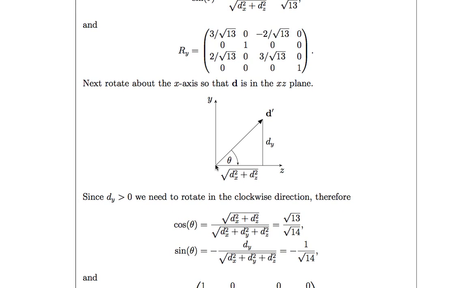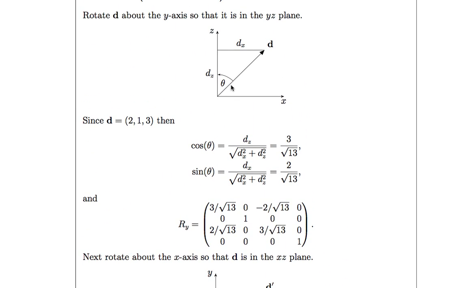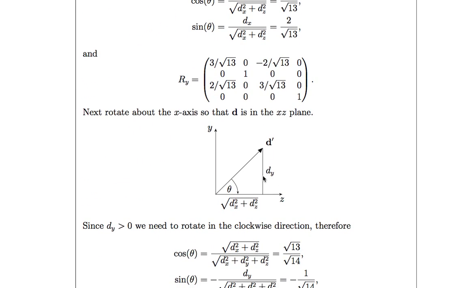Now assuming that's been applied to D to give us D dash, we now need to rotate around the x direction so that D dash is pointing along the z-axis. Okay, so let's assume that D dash is pointing upwards, so dy is positive. We need to rotate clockwise around the x direction so that D dash is now pointing along z. The adjacent side this time is the square root of dx squared plus dz squared, which was our length here, and the opposite side is dy.